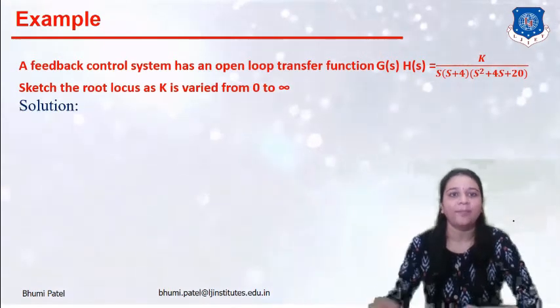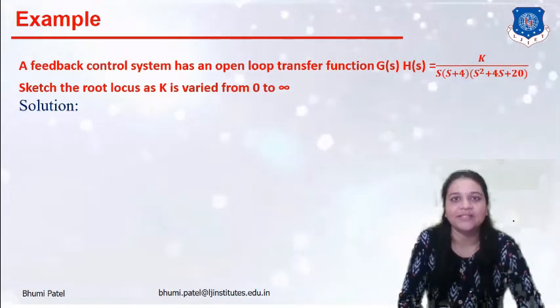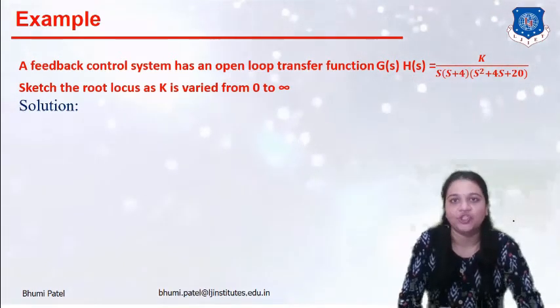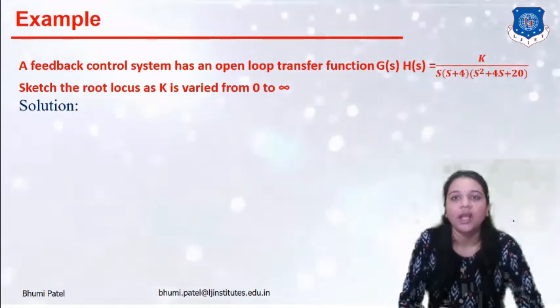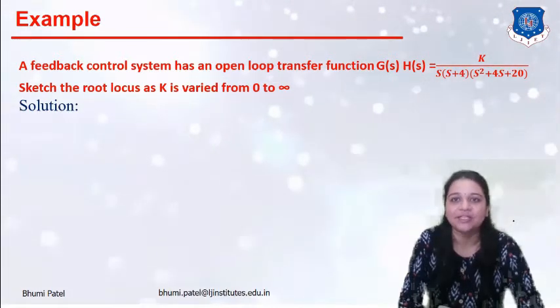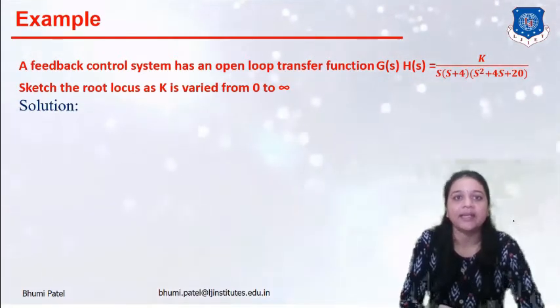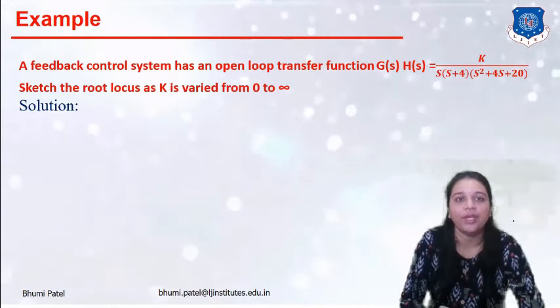Example: a feedback control system has an open loop transfer function G(s)H(s) equal to K upon s(s plus 4)(s square plus 4s plus 20). Now sketch the root locus as K varies from 0 to infinity.